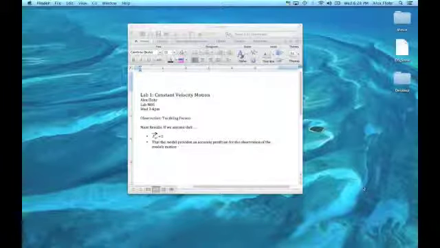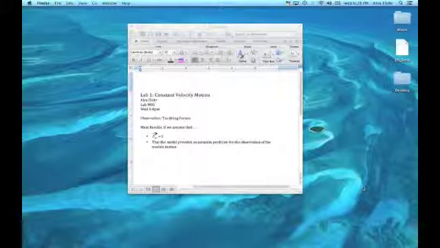This is Alex Floor from Lab MO5 doing the first video diary for Lab 1, Constant Velocity Motion. We will be observing a tumbling person, and the main result we hope to get from the video is that if Fnet equals 0, the model provides an accurate prediction for the observation of the motion, using the fundamental principle, or the momentum principle, of Newton's second law.